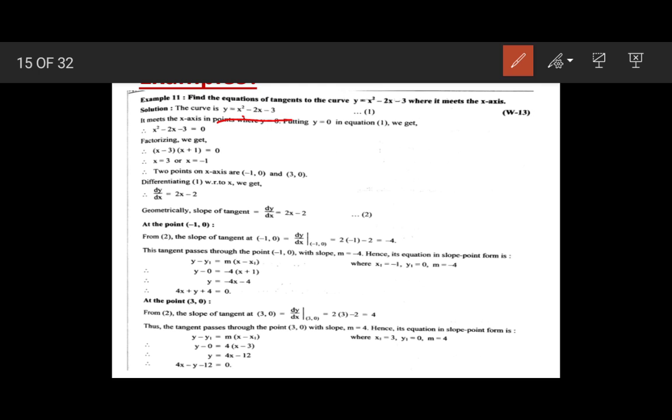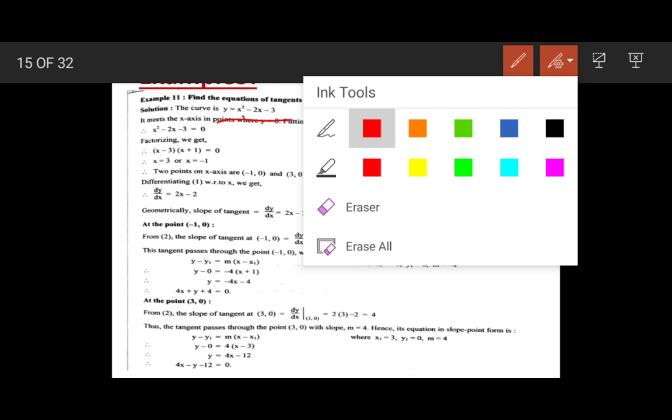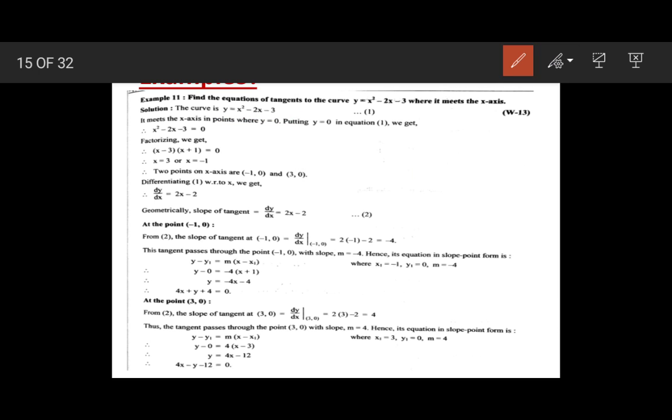Before differentiating, let's find the point. Since the tangent meets the x-axis, the y coordinate will be 0. So we put y as 0 in this equation and get x square minus 2x minus 3 equal to 0. Then we factorize: the factors are minus 3 and plus 1, so (x minus 3)(x plus 1) equal to 0. That means either x equal to 3 or x equal to minus 1.